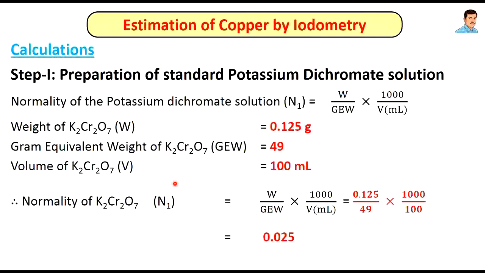In step 1, we are preparing potassium dichromate solution. Its normality has to be calculated using the formula N1 is equal to W by GeW into 1000 by V. Here the weight of potassium dichromate, K2Cr2O7, W is equal to 0.125. The gram equivalent weight of potassium dichromate is a fixed value, that is 49. The volume of the potassium dichromate solution is 100 ml, as we have prepared 100 ml of solution. Substituting these values in the formula, we get the normality of potassium dichromate as 0.025.